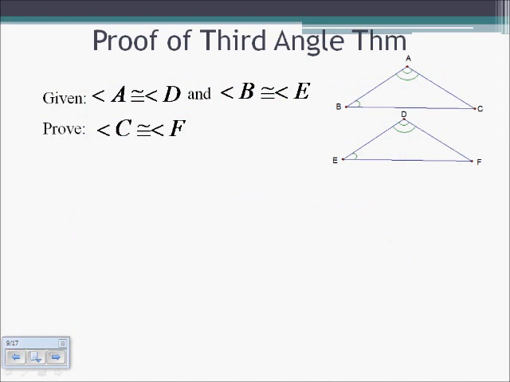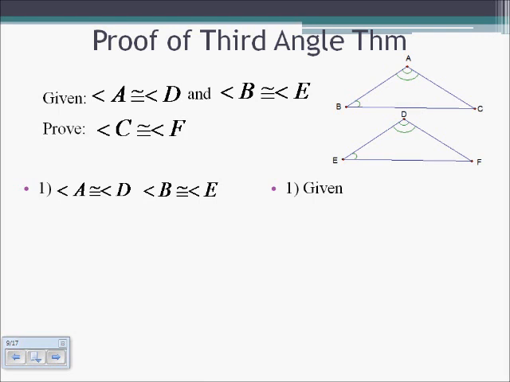Alright, proving the third angle theorem. Given that A and D are congruent and B and E are congruent, prove that angle C and angle F are congruent. This will be a proof that will end up on our exam later on in some fashion. Alright, starting with the given: A and D are congruent, B and E are congruent, and that's all we have to work with.